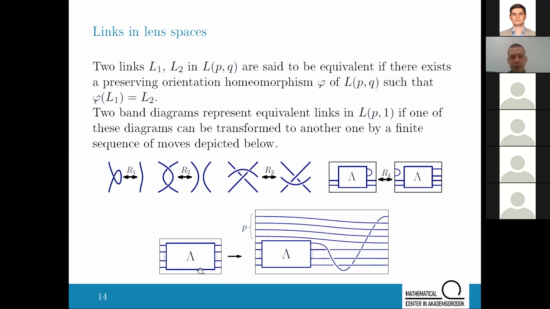It maps a band diagram of this form to the band diagram of this form. And this move is not local, it's global. So it doesn't change a small neighborhood of the diagram, it changes the diagram completely.